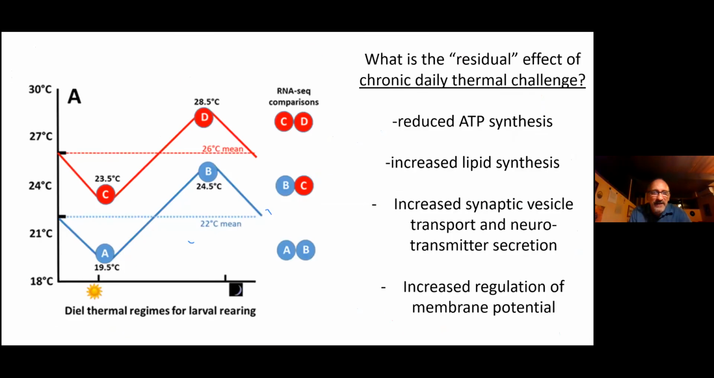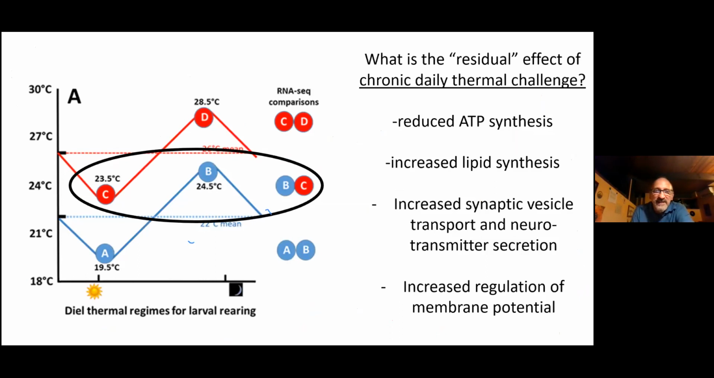Now here we're comparing this guy in the middle. We're looking at the residual effect of this chronic daily thermal challenge. And what we see is that the animals from C, from that 26-degree mean group, have reduced ATP synthesis. What's interesting is they have increased lipid synthesis. Remember, at point D here, the lipids are burning up and they're using these lipids really rapidly. So at 23, they're working really hard to put that lipid back on, which is really fascinating.